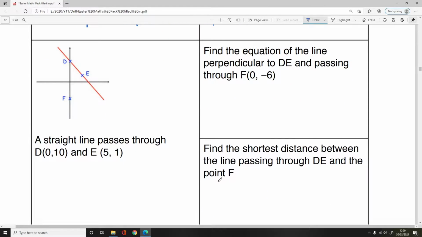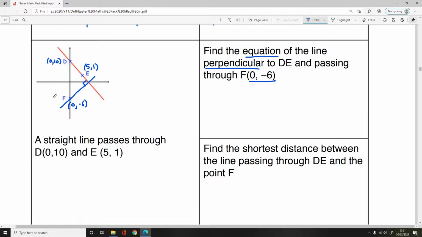Okay, and then a bit of straight line stuff to finish off. So again, we've got words like perpendicular, we've got words like equation of line, we've got a coordinate that we're maybe going to use. We've got this line that goes through these 2 points. So what do we need to do first? And then we want to find the equation of this line, which is perpendicular to DE and passes through F. I guess I could label my points if I wanted. I could say this is 0, 10, this is 5, 1, and this is 0, minus 6.